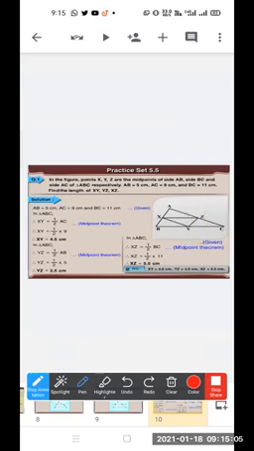Similarly, we can find XZ. Here X is the midpoint of AB, and Z is the midpoint of AC. And this XZ is half of BC. BC is given 11. So half of 11 is 5.5 centimeters. So XZ is equal to 5.5 centimeters. In this way, we can apply the midpoint theorem and solve the questions. Is it clear, children?